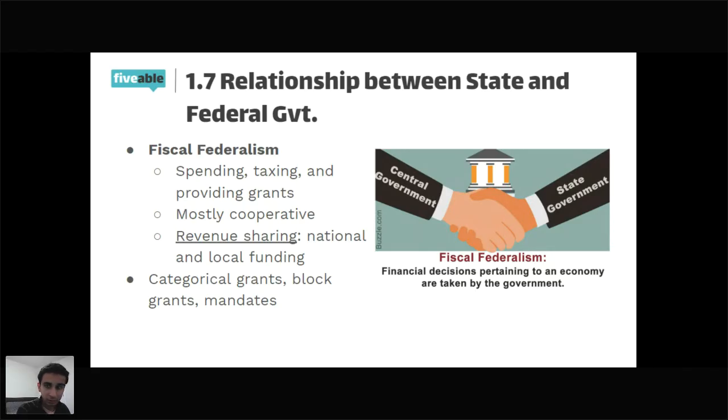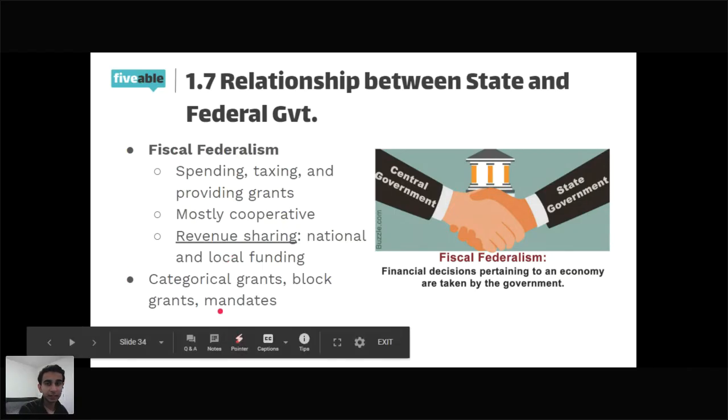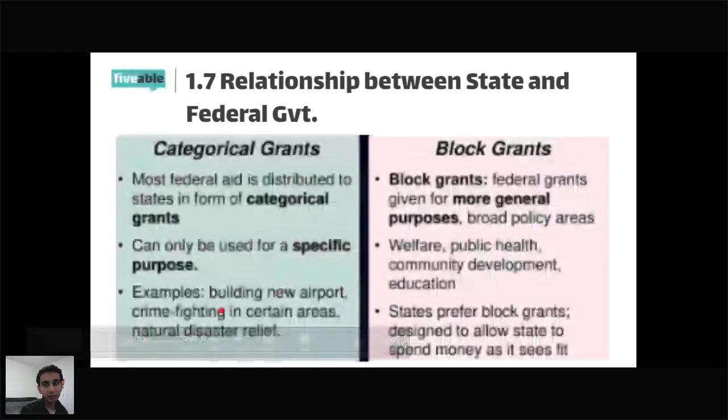So, in terms of what fiscal federalism is, these are three words you should be aware of: categorical grants, block grants, and mandates. Here's an informative graphic that shows you the differences between categorical and block grants.